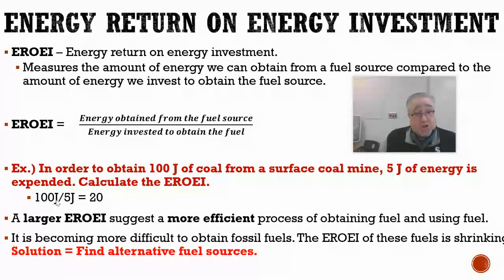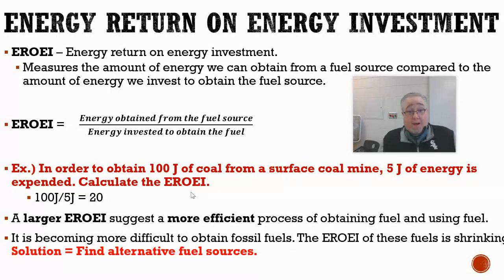Imagine if we took this fraction here, and instead of 5 joules of energy, we changed it to 10. Well, the numerator is not going to change. We still can get the same amount of energy from coal. But now that we're exerting more energy to obtain it, it's going to decrease our EROEI. And when that number goes down, then we've got to start getting serious about finding some alternative fuel sources, and that's what we're starting to do.